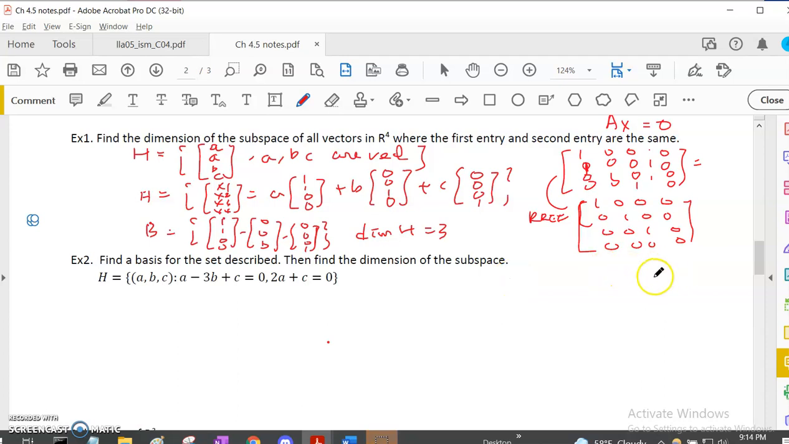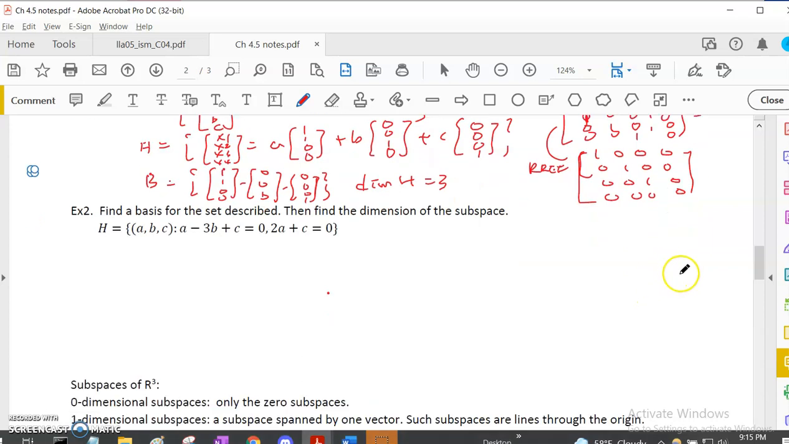Linear algebra students, this video is for chapter 4.5, part 2. We continue with the discussion of the dimension of a subspace. I just want to give one more example. This is another way of describing a subspace.